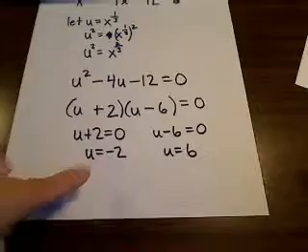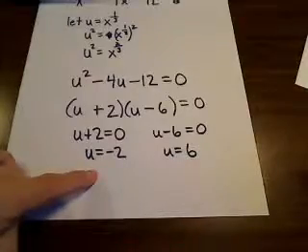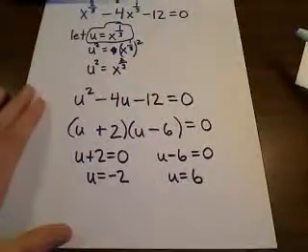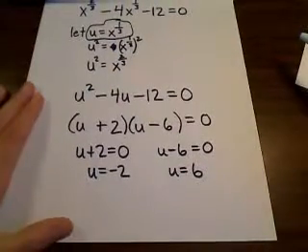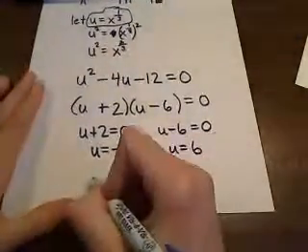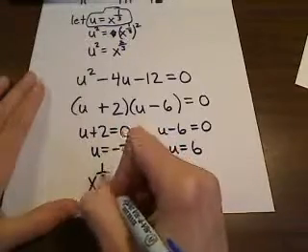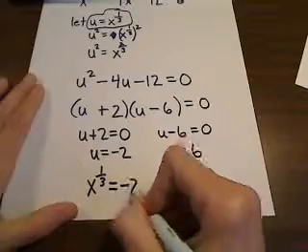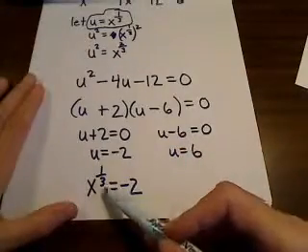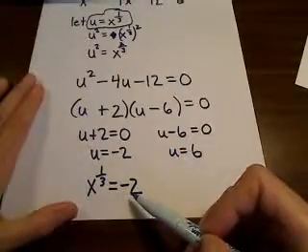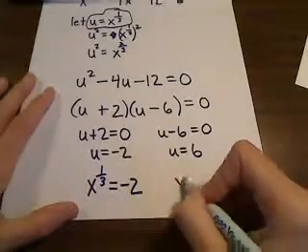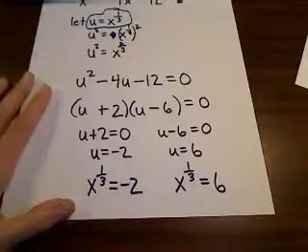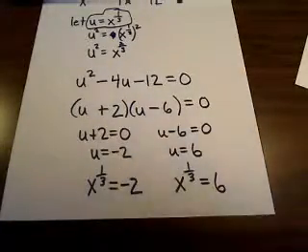Okay, so that's what u is equal to, but we were trying to solve for x. So what we have to do is go back up here, and where it says u is equal to x to the 1/3, I would back substitute. Since u and x to the 1/3 are equal to each other, this is actually x to the 1/3 equaling -2. And then over here I have x to the 1/3 equaling 6. And now I'm solving those two pieces.